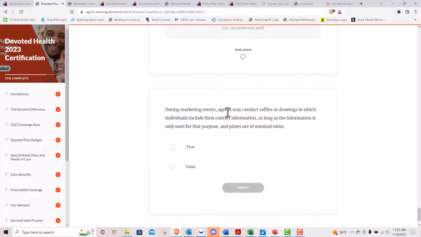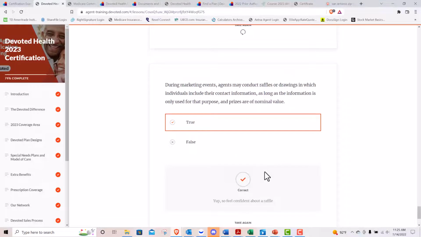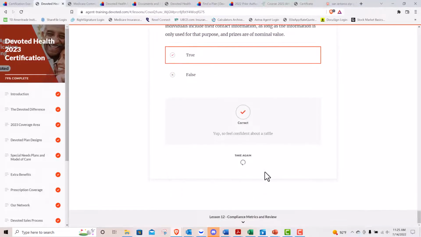Obviously. During marketing events, agents may conduct raffles during which individuals can include their contact information, for that purpose only, and prizes are... So I think so. I remember collecting this kind of information for that. There we go. Yep, it's true. So you can do raffles.